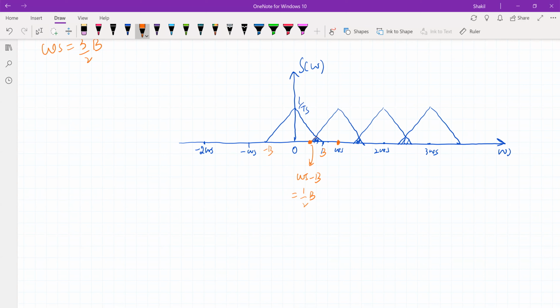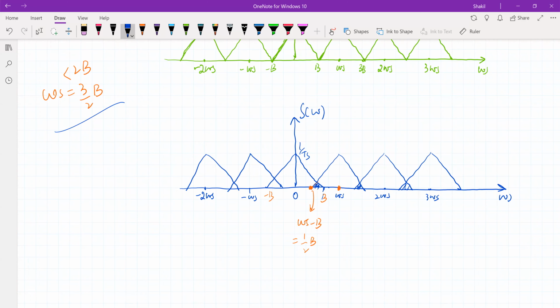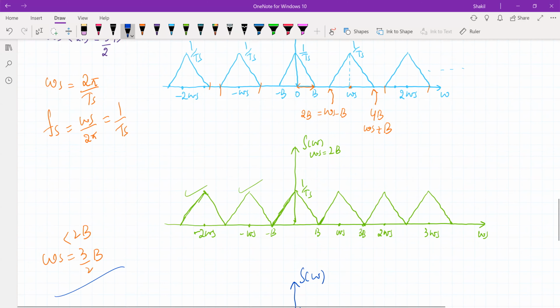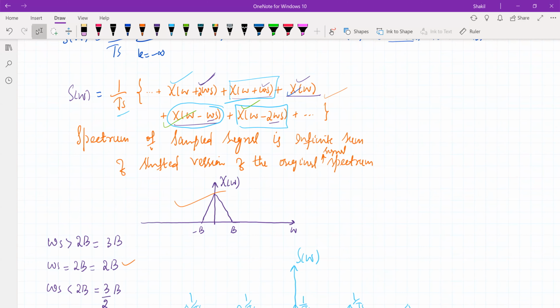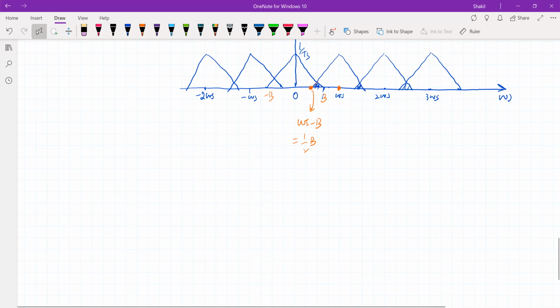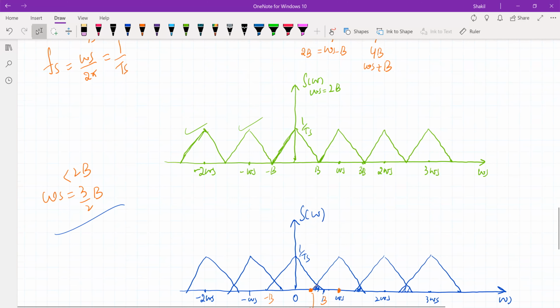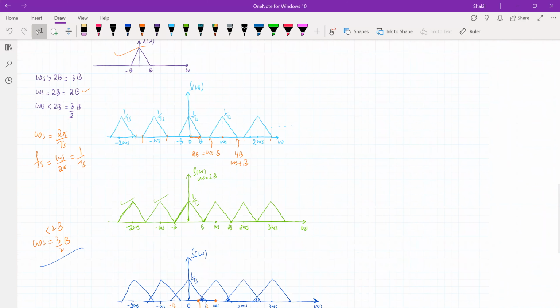And if I repeat this on the negative side as well, this will touch this end, and this will touch this end. So you can see the spectra overlap in the third case, and the maximum amplitude of each spectrum is 1 by T. So this is the plot of S of omega, the spectrum of the sampled signal, for 3 different cases. Please check it, please draw it again and again, you will get the idea.